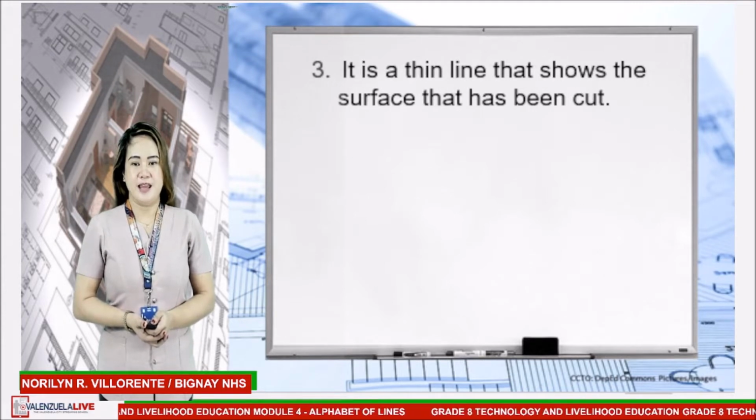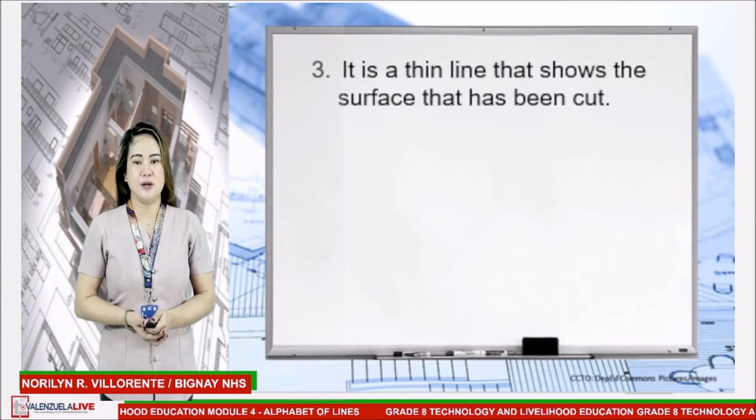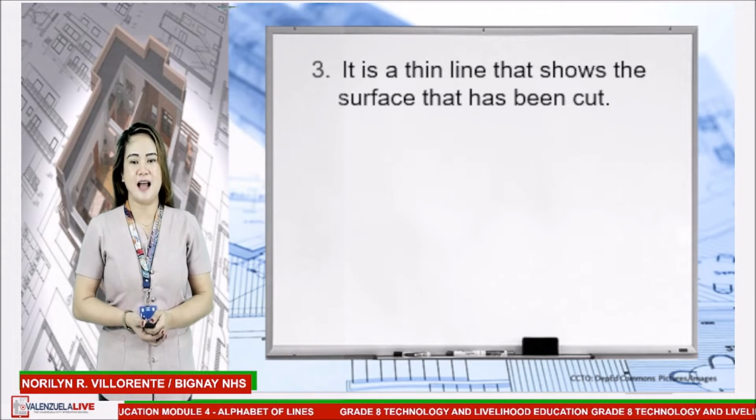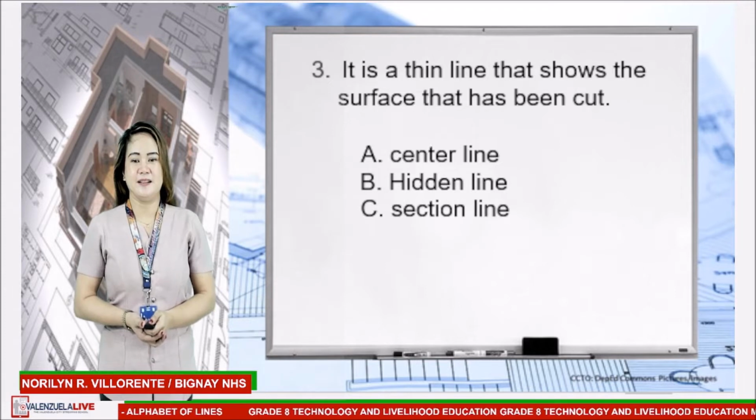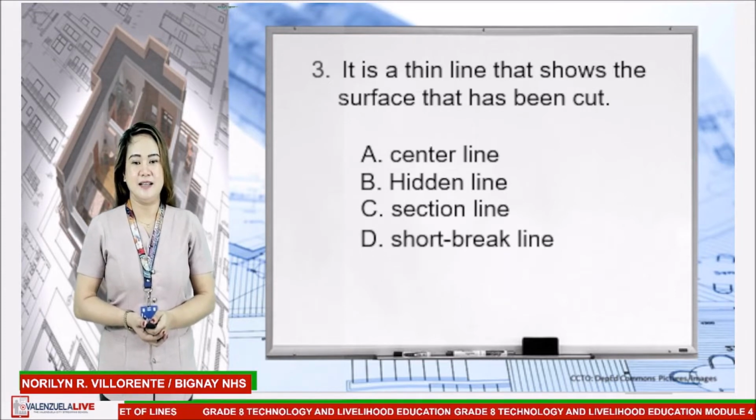Number 3. It is a thin line that shows the surface that has been cut. A. Center line. B. Hidden line. C. Section line. D. Short break line. Your timer starts now.